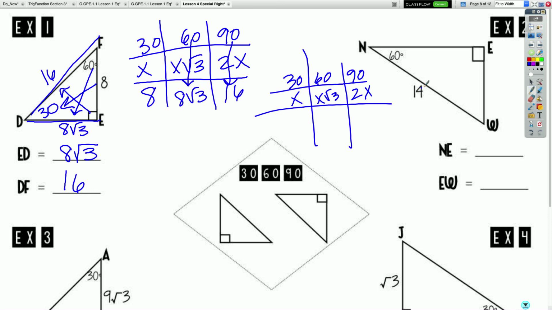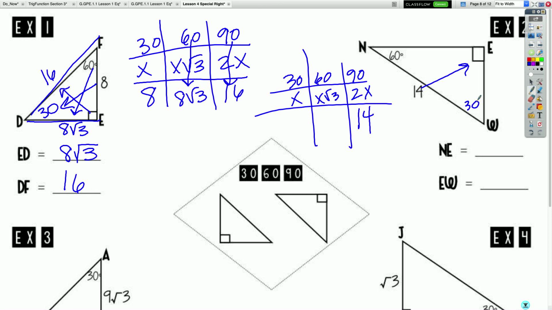14 is across from what angle? Yeah, but the 30, 60, or 90. Look at your paper. What angle is it across from? Yeah, so I'm going to plug it in right underneath the 90. Okay, I can fill in my 30 here. So this is where I'm working backwards.